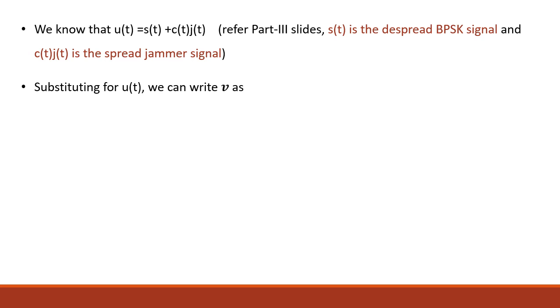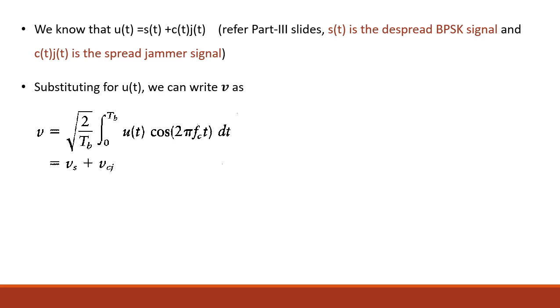So we know that U of t is equal to S of t plus C of t into J of t. Here U of t is the input to the coherent detector, S of t is a DS BPSK signal, C of t is a PN signal, and J of t is a jammer signal. So C of t into J of t is a spread jammer signal. So we substitute this into the expression for V, the output of the coherent detector, that is V is equal to root of 2 by TB integral 0 to TB U of t cos 2 pi fc t dt.